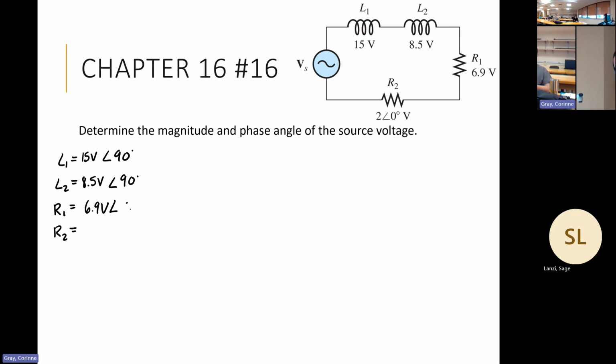Why do we know it's 0 degrees? Yeah, so R2 is given at 0 degrees. And because they're in series, they should have the same phase for their voltage. So that's how we're going to be able to do that. 2 volts, 0 degrees. So if instead you had been given 15 degrees for R2, all resistors in series would need to be that 15 degrees.